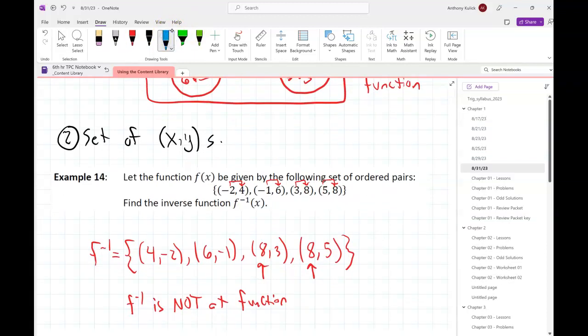Let's look at this F. So again, we're looking at the set of ordered pairs. Is this F onto? Well, what's the range of this? 4, 6, and 8, right? Are all of those used? Well, yeah. Okay, so that's onto. Is it one-to-one? No, why not?